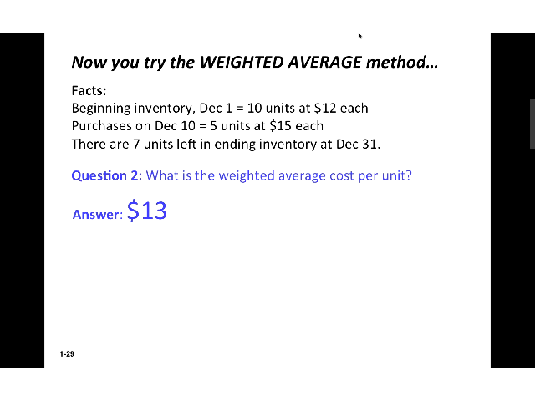It's going to be 13. And how you got that is you have the 10 units at $12 each and the 5 units at $15 each. You add those up, and that's 195 divided by a total of 15 units. I get the 15 units by taking the 10 units plus the 5. So my average cost is $13.